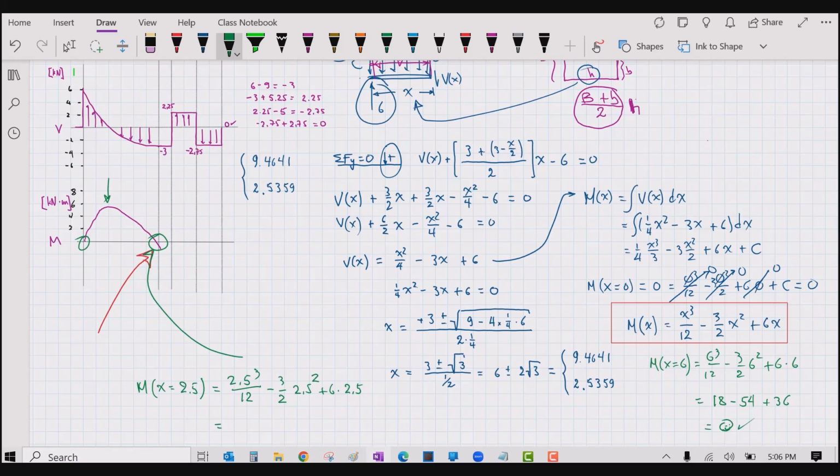Okay, so now recall A cubed over 12 minus 3 over 2 times recall A squared plus 6 times recall A. 6.928. So that will be the moment maximum.